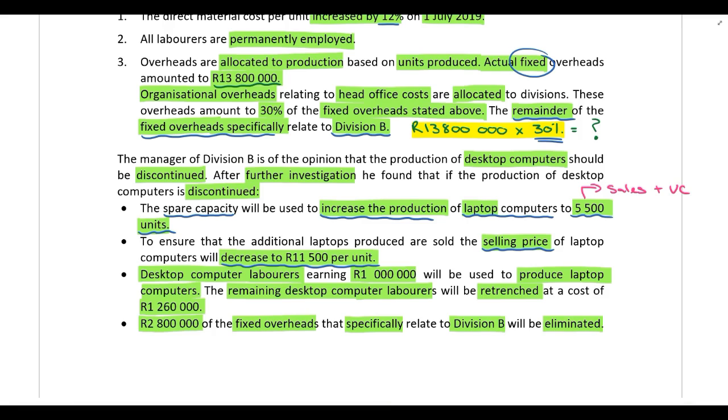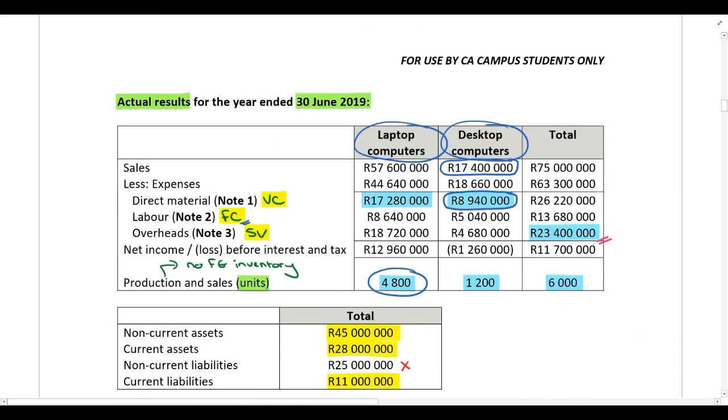All right, so once again, how I'm going to perform this calculation is I'm going to start by looking at the impact on the sales and the variable costs of the laptop computers. We'll leave the fixed costs till the end. So we'll ignore fixed labor costs and the fixed overheads for now. We'll look at the impact on those costs right at the end. We are just looking at how discontinuing the production of desktop computers will affect the sales and variable costs of laptop computers.